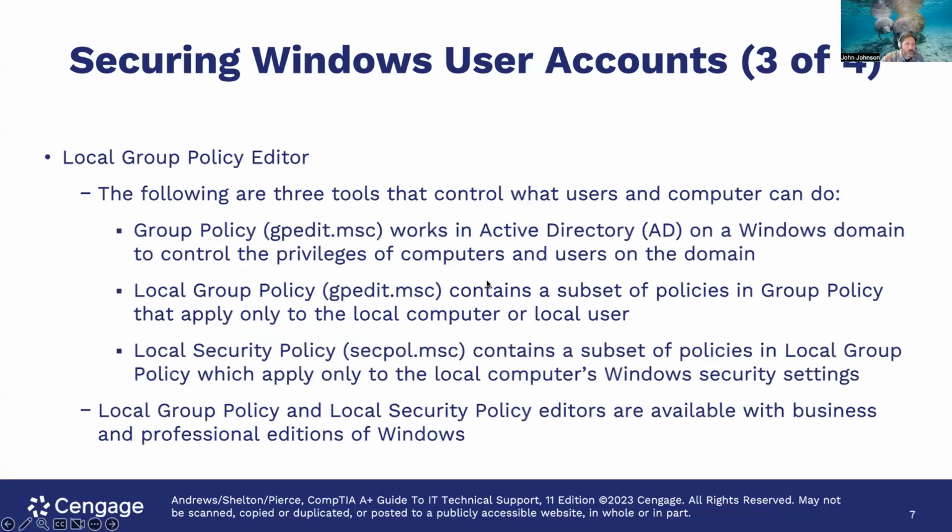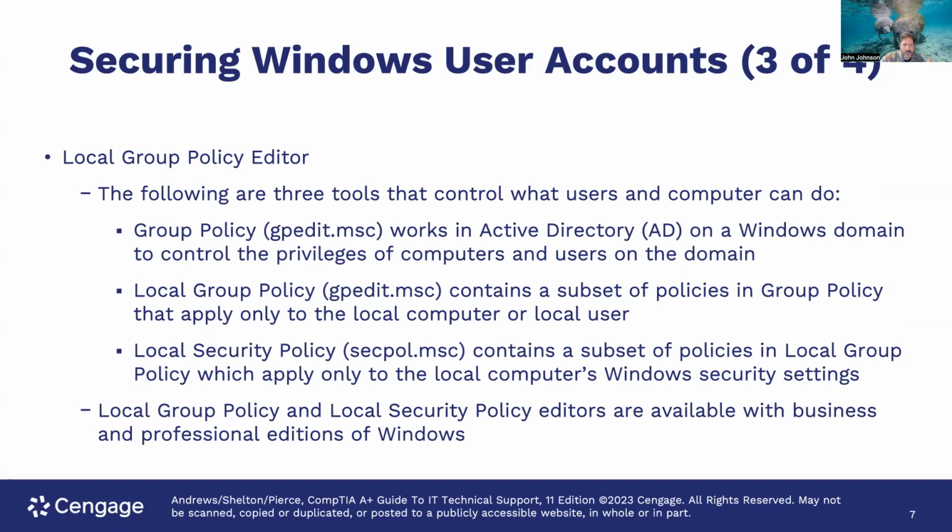So the next thing we can do is use the local group policy editor. There are the following 3 tools that can be used to control what users and computers can do. You've got the group policy editor, gpedit.msc, and that works in Active Directory on a Windows domain to control the privileges of computers and users on that domain. Then for the system level, you've got the local group policy editor.